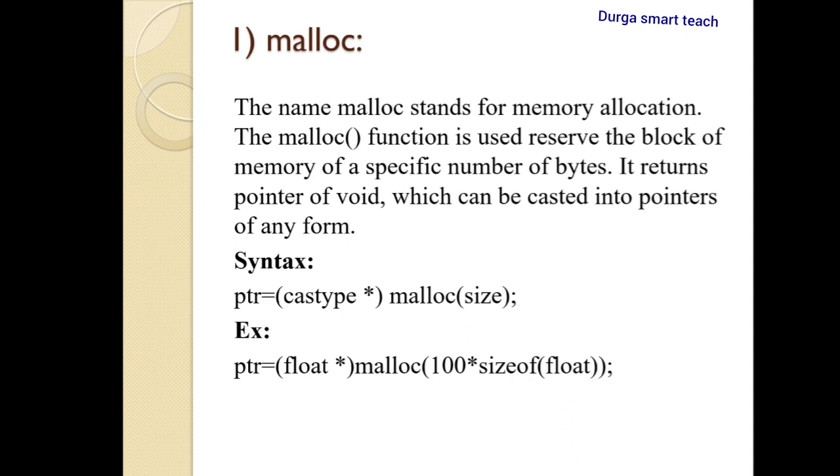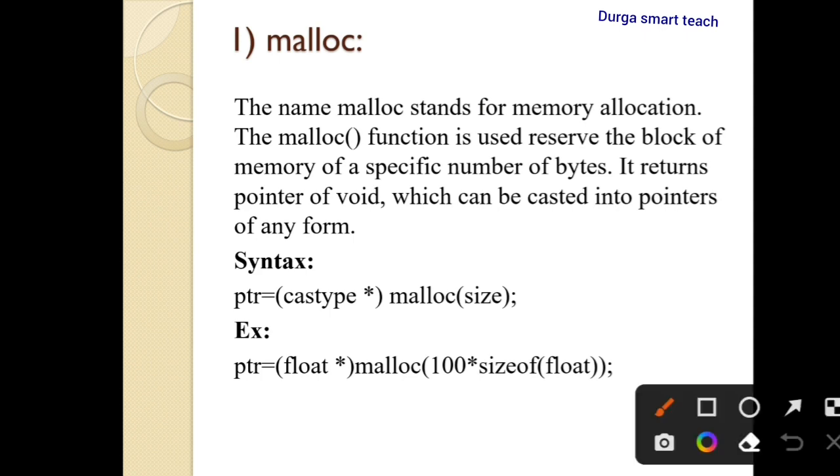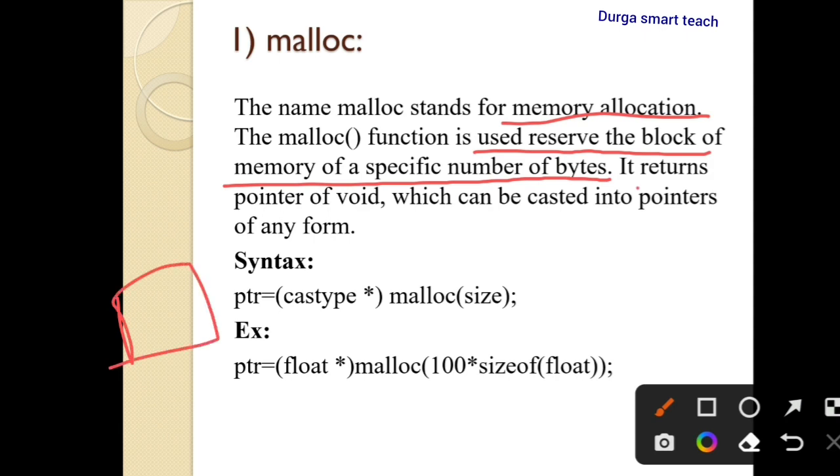The first one is malloc. We already discussed that malloc stands for memory allocation. This function is used to reserve a block of memory for a specific number of bytes. It contains only one single block. It returns a pointer of void which can be cast into pointers of any form.